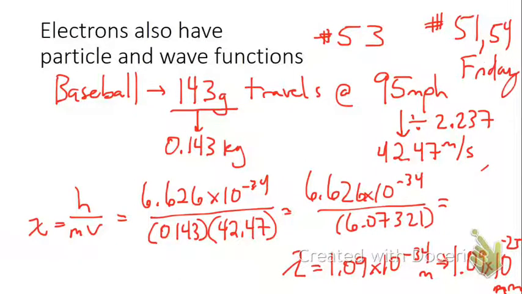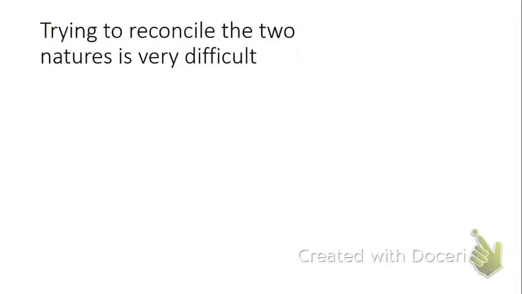So, electrons also have particle and wave functions. However, trying to reconcile the two natures, the wave and the particle, is very difficult. Also about electrons, there are two things we really want to know. We want to know the position of the electron around the nucleus, but we also want to know the speed and how fast it's traveling. The problem is that the more we know about the position, the less we know about the speed, and the more we know about the speed, the less we know about the position. The way that mathematicians and scientists have gotten around this is the uncertainty principle.